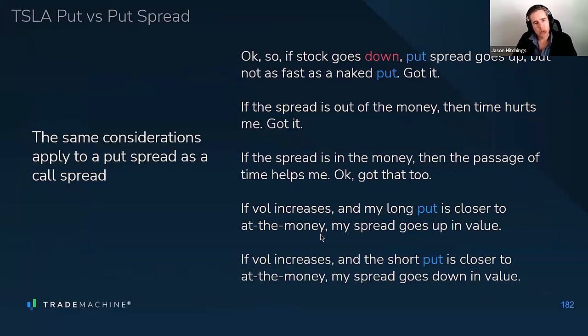Everything we just learned about call spreads is also true for put spreads aside from the direction. So if the stock goes down, the put spread goes up. It does not go up as fast as a naked put would go up. If the spread is out of the money, if the option that you own isn't deep in the money, then it has more time value, and time passing hurts the value of the spread.